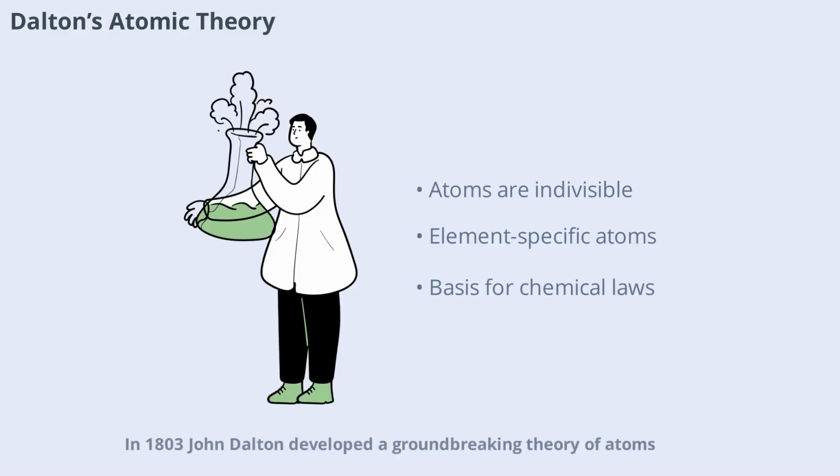In 1803, John Dalton developed a groundbreaking theory of atoms. Dalton proposed that atoms are the smallest, dense and hard indivisible particles. Each element consists of a specific type of atom, and the properties of elements differ because of the kinds of atoms they contain. Dalton's theory provided a solid foundation for the laws of chemical combination, explaining why and how atoms combine to form compounds. However, as science advanced, certain limitations of Dalton's theory became apparent, which we'll discuss next.